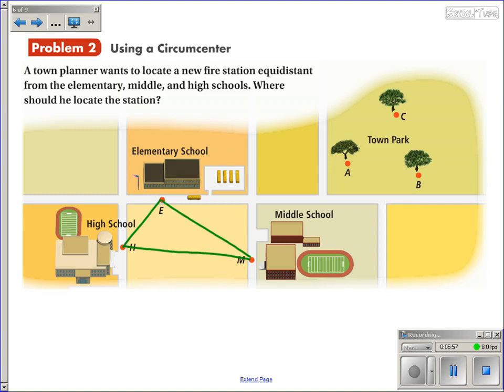Now I'll just sketch it out, although I could use a compass or a ruler and a protractor, but I'll just sketch out the perpendicular bisectors. So the perpendicular bisector of HM is about right there, and the perpendicular bisector of HE looks to be about right there. Now I could draw on the third one, but I don't need to since they're concurrent, and the fire station should be located somewhere around here. That point will be the same distance away from the three points because it's the circumcenter.